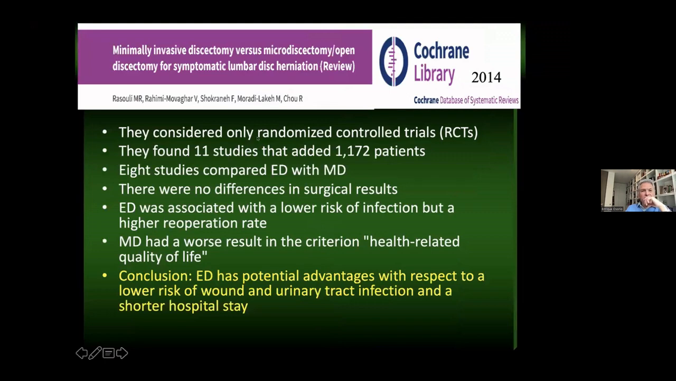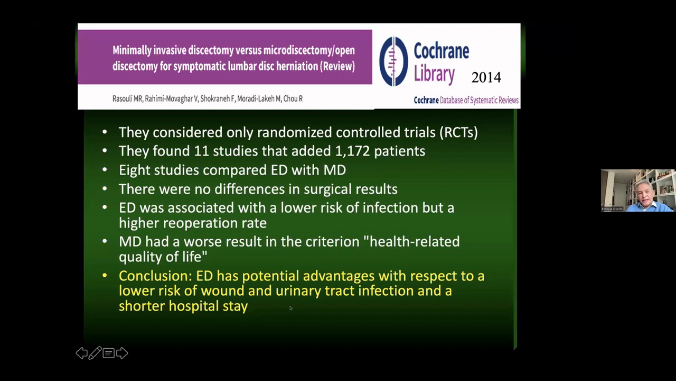And you see the comparative studies between microdiscectomy and endoscopic surgery. Here in 2014, this study, 8 studies compared endoscopic with microdiscectomy. There were no difference in surgical results. The endoscopic was associated with a lower risk of infection, but a higher reoperation rate. Microdiscectomy had a worse result in the criterion health-related quality of life.